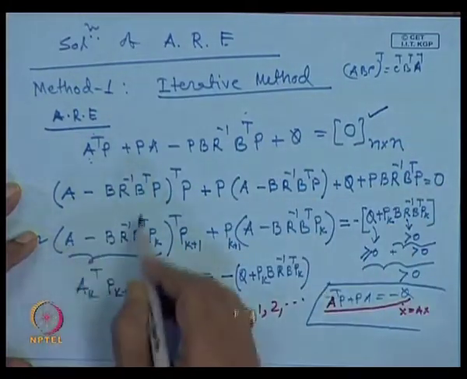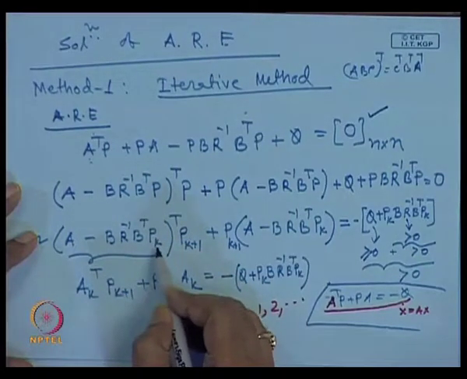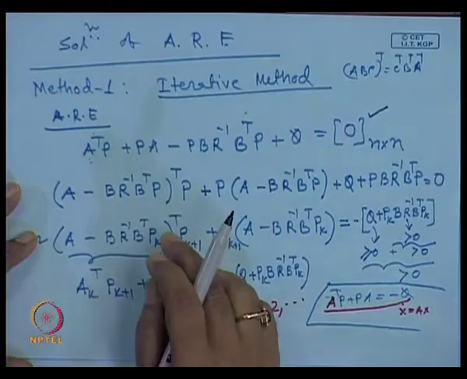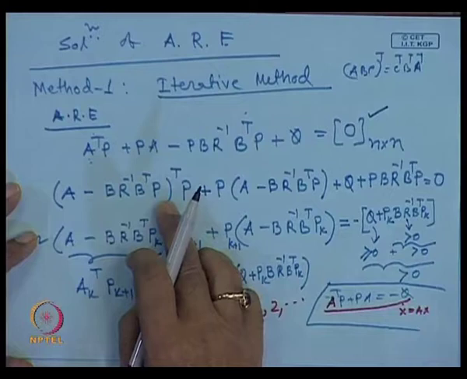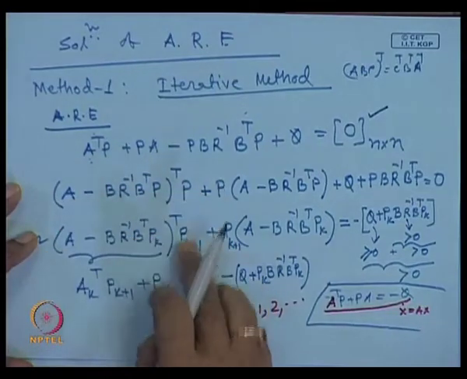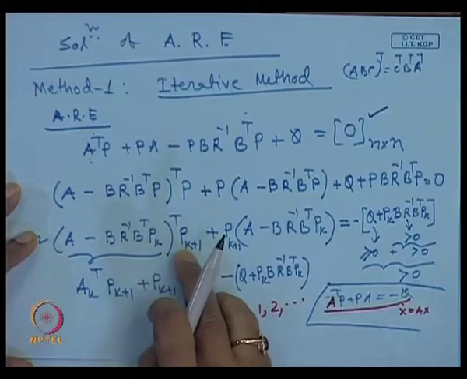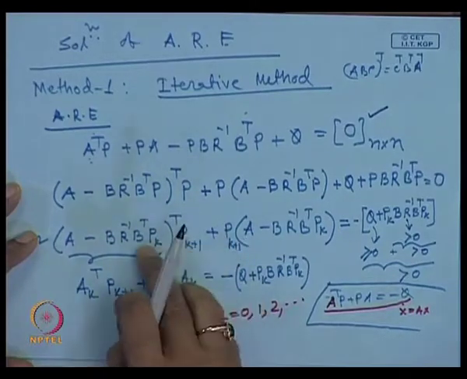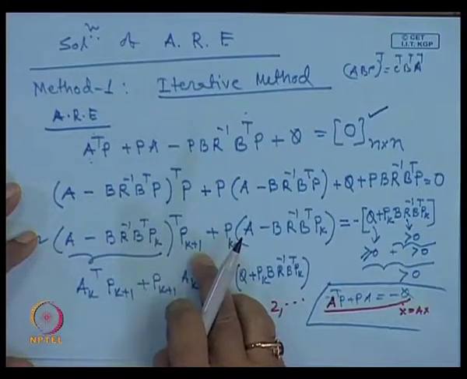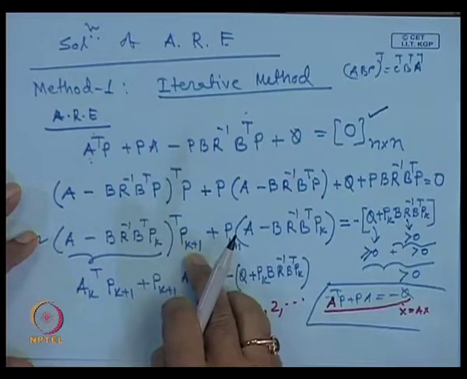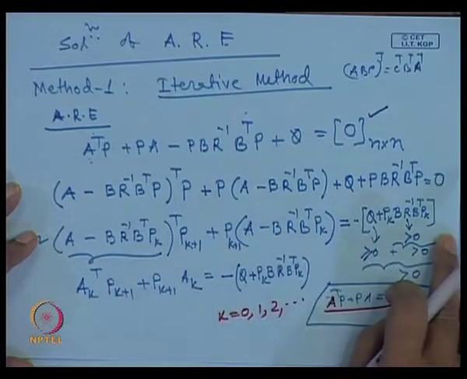Now, we have introduced P of suffix k, meaning the value of the P matrix at the kth iteration, and outside this bracket is P k plus 1, the value of P at the k plus 1th iteration. Knowing the value of P at the kth iteration, we can compute the value of P at the k plus 1th iteration. So, we have written it this way.